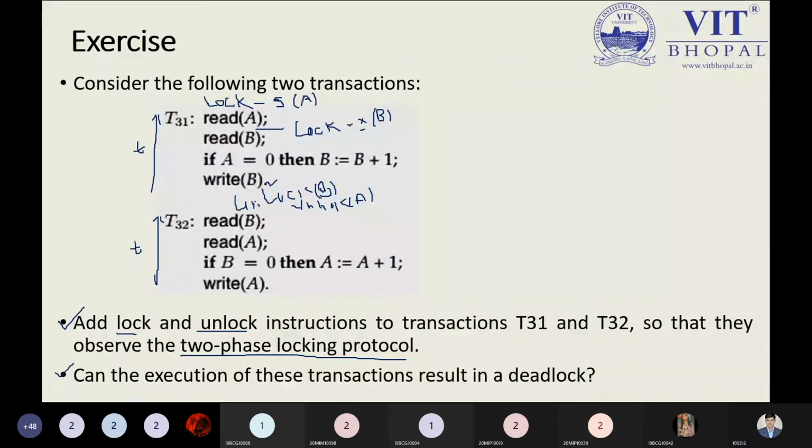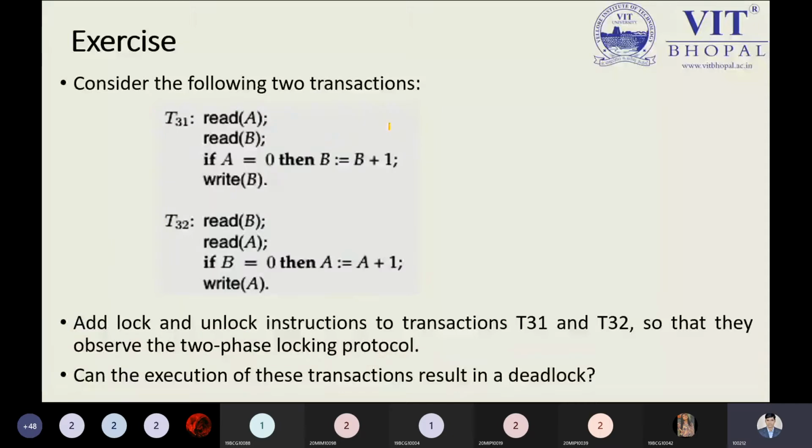Okay, so this is a simple one I'm giving you right now. Tell me where we can apply the lock and unlock. Let me remove unnecessary things over here. Now read this question and tell me: add lock and unlock instructions to transactions T31 and T32 so that they follow the two-phase locking protocol. This is our first task. And can the execution of these transactions result in a deadlock? Now tell me how to solve this problem.